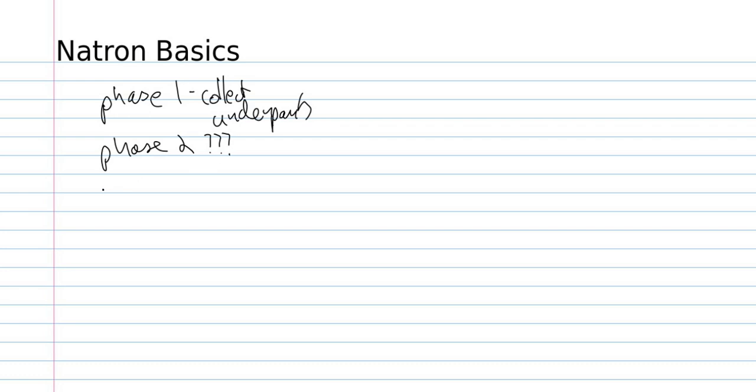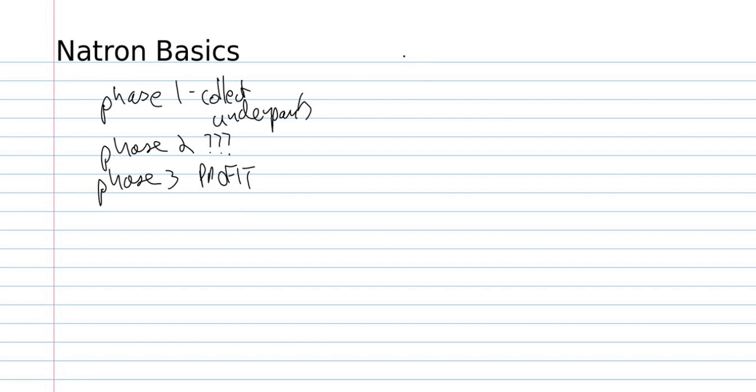So the underpants gnomes in South Park have three phases. They have phase 1, which, in this case, is they collect the underpants. Phase 2 is, well, I don't really know what phase 2 is, and phase 3 is profit. And we can think about Natron in a similar way.